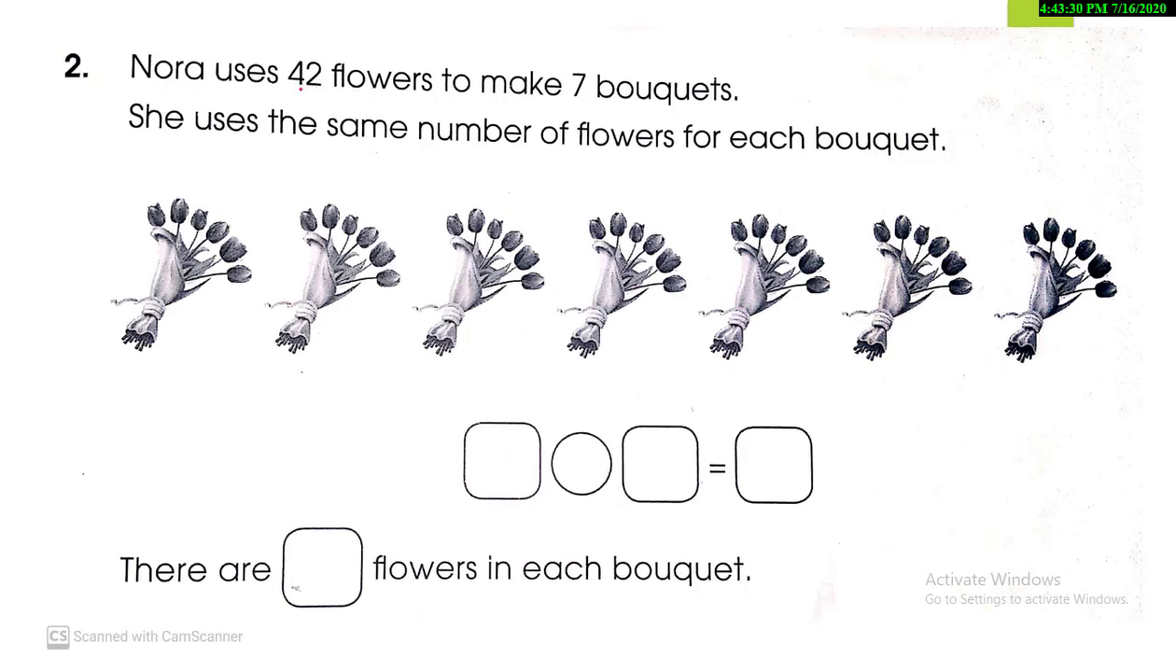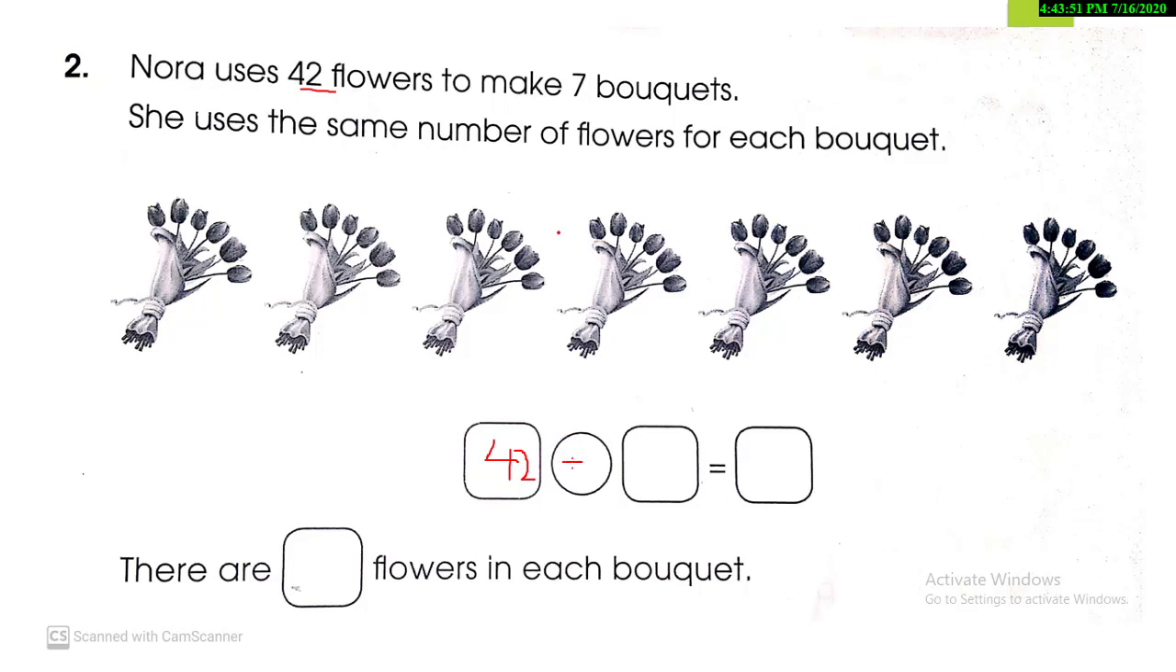Nora uses 42 flowers to make 7 bouquets. She uses the same number of flowers for each bouquet. Okay, they're telling you that the total number of flowers is given. It means the bigger number is given. So you are going to mention 42. Now let's start dividing it.